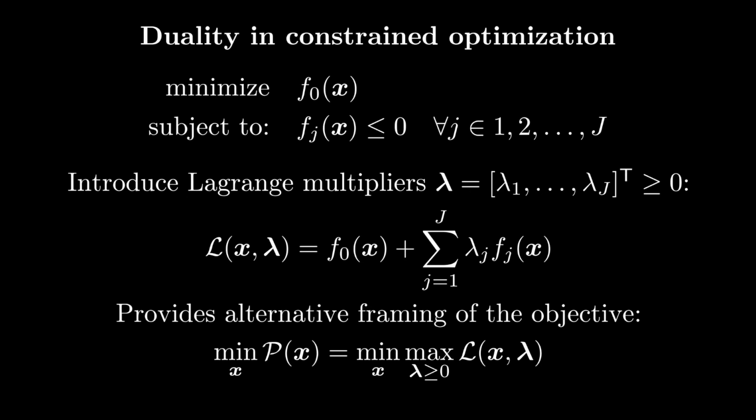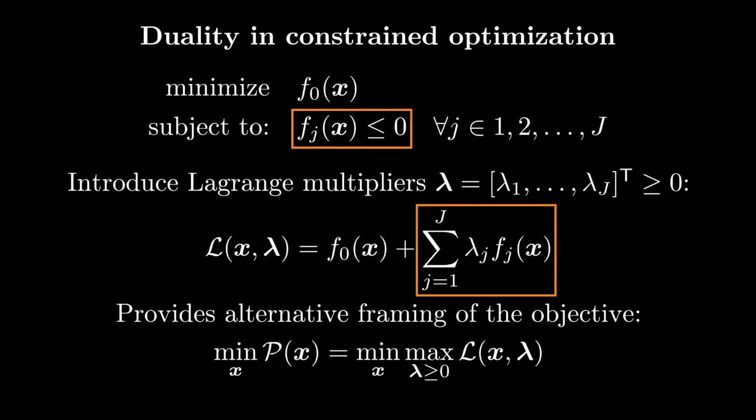To see why this works, let's imagine what would happen if one of the constraints was violated. It would mean that one of the fj's is greater than 0. When that happens, then a larger lambda results in a larger Lagrangian. That's because I'm adding the product of two positive numbers. If the constraint is satisfied, then I'm multiplying a positive number by either 0 or a negative number. But if a constraint is violated, then a larger lambda lets me make the Lagrangian as big as I want, and so that max runs off to infinity.